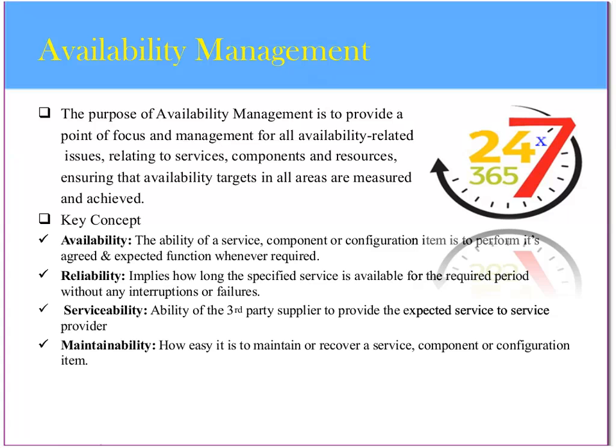First comes availability. The availability of a service, component or configuration item is its ability to perform its agreed and expected functions whenever required. Next comes reliability. It implies how long the specified service is available for the required period without any interruption or failure.